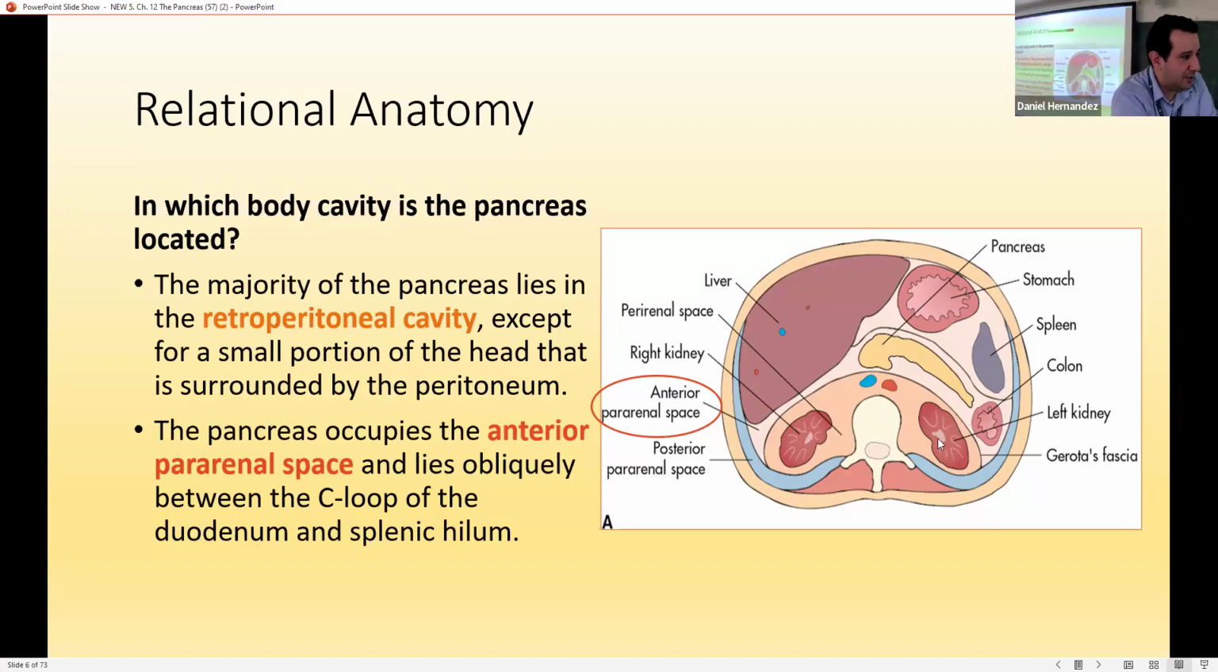The spleen is not visualized in this picture. We can see the left kidney, but oh, there's the spleen. So the spleen's up here, and again, the pancreas runs more posterior back towards the spleen.